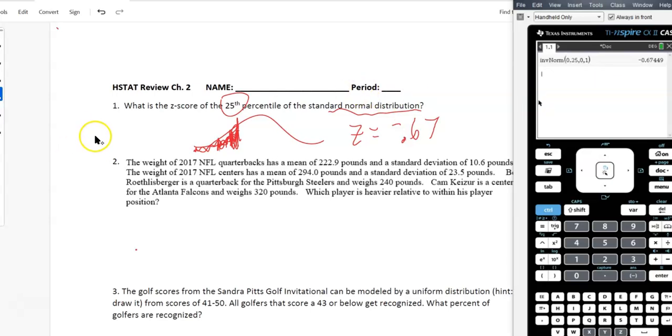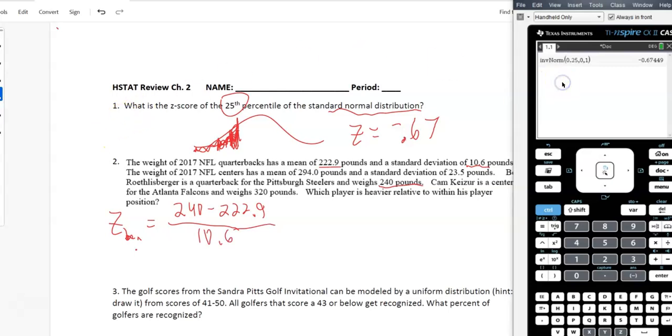Okay, this one looks like another z-score type 1 here. So the weight of 2017 NFL quarterbacks is a mean of 222.9, standard deviation of 10.6. And it says Ben Roethlisberger has a weight of 240. So let's figure out his z-score. So this is for a z of Ben. I'm just going to call this Ben here. Z of Ben. And z-score. So it's the value, which is his actual weight, in this case, 240, minus the mean, which is 222.9, all divided by the standard deviation of 10.6.